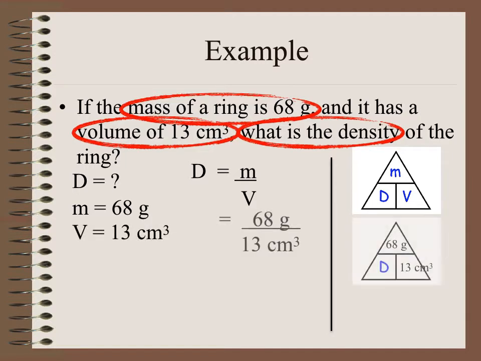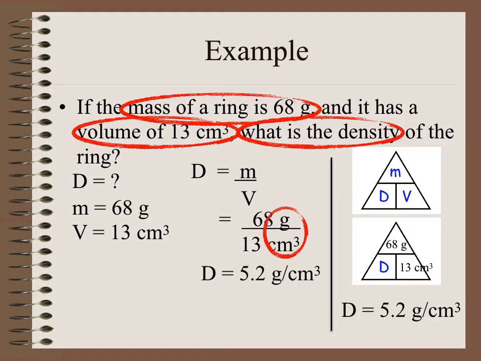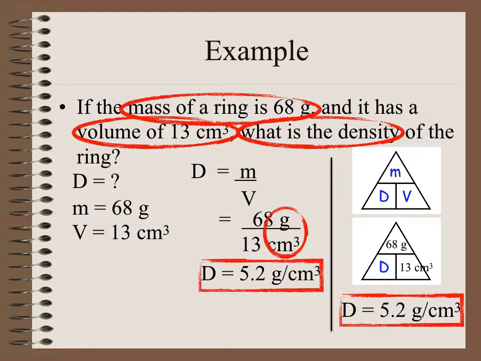We can now substitute our values in. Notice that I put the units in. This is another situation where putting the units in is going to be very useful because it's going to tell us what our final unit is going to be. So now when we divide, we get 5.2 grams per cubic centimeter. The grams per cubic centimeter coming out of the formula. So there's our final answer, 5.2 grams per cubic centimeter.